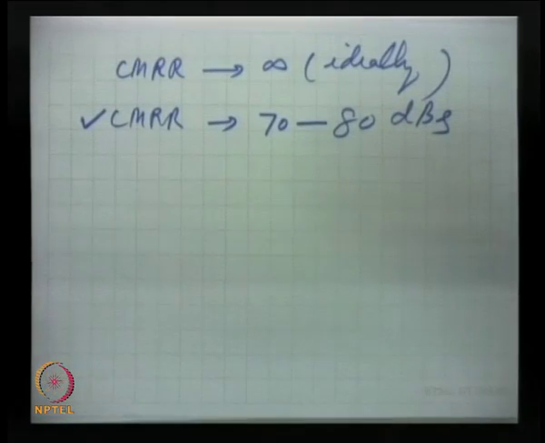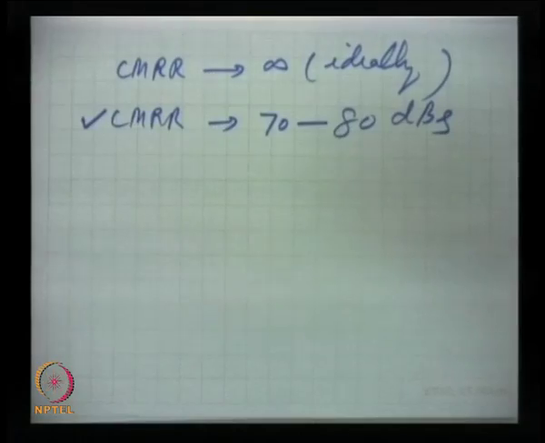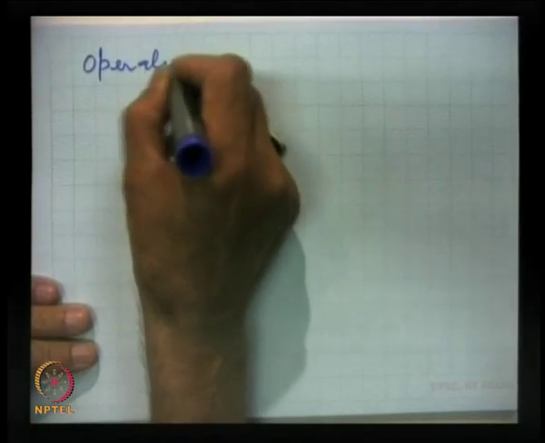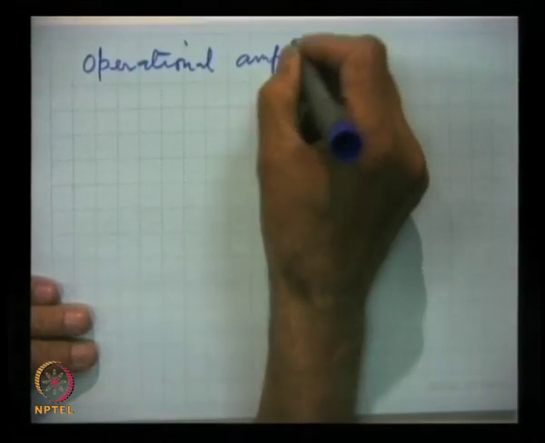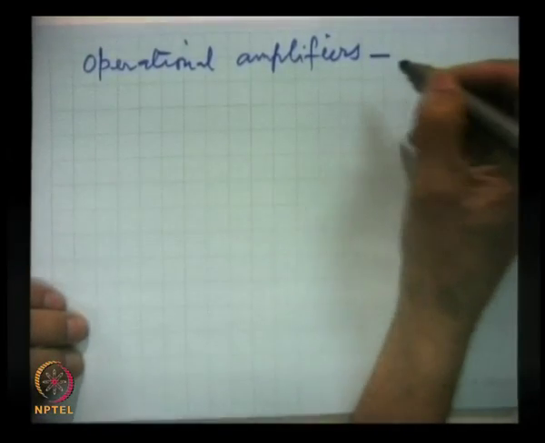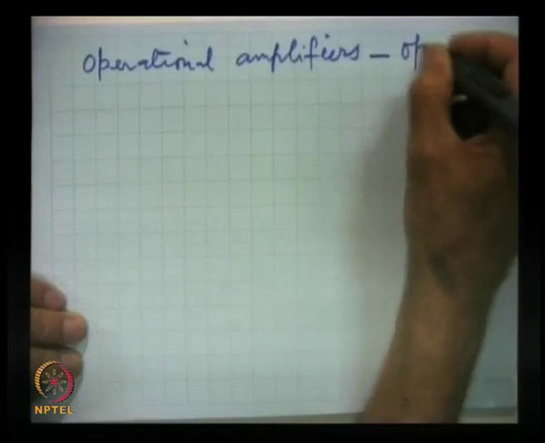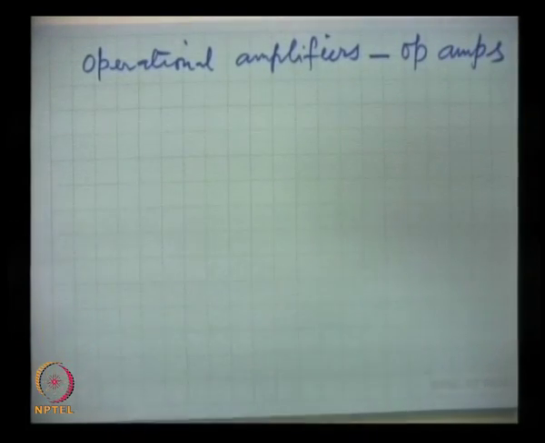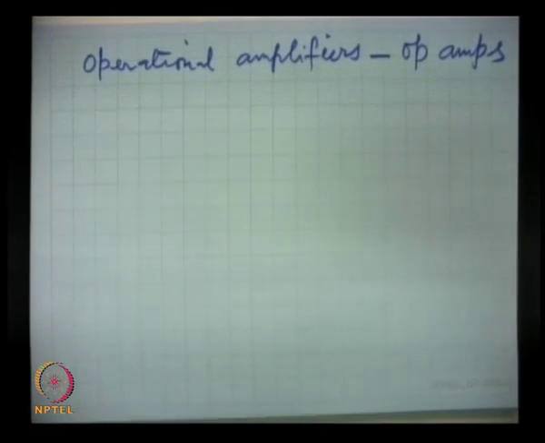So, this way we have done with the differential amplifier. Differential amplifiers form the first stage of operational amplifiers, which we are going to study now. So, we take up now operational amplifiers. Operational amplifiers, in brief and most commonly, are called op-amps.